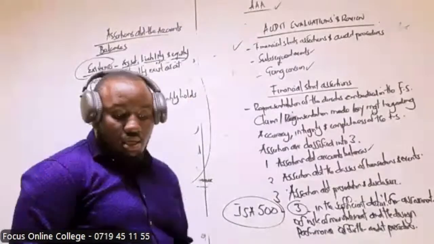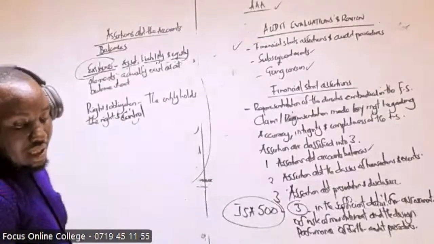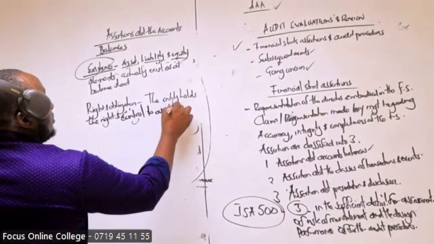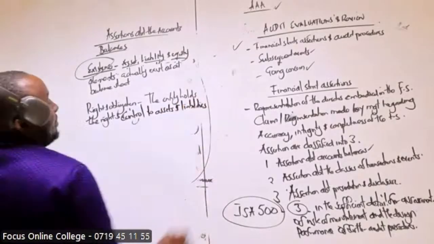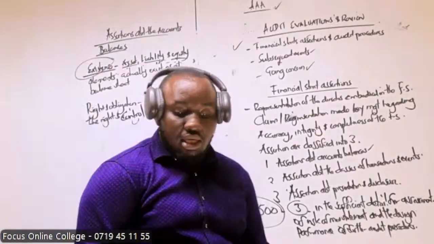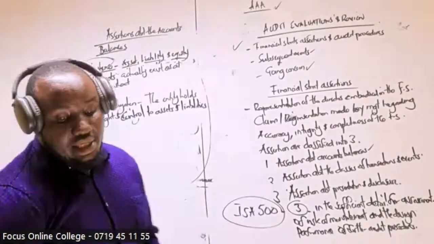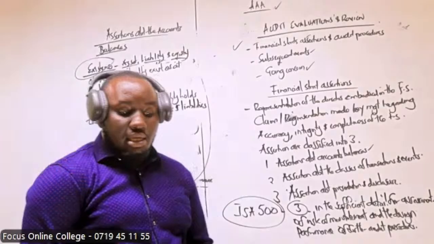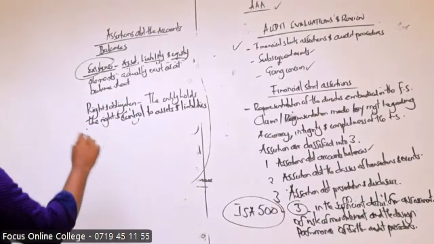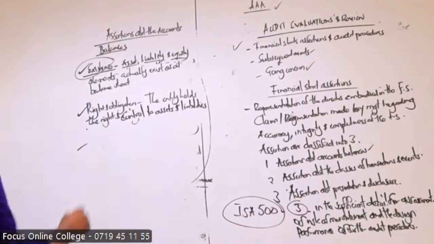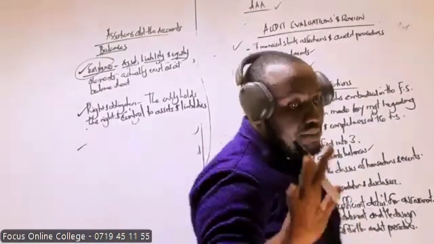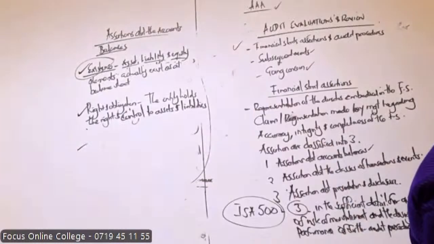The entity holds the right and control to assets and liability. Are we together? So the entity holds what we call rights and obligation of assets and liability. That is on rights and obligation. Together, team. Give me a yes. The second assertion was rights and obligation.